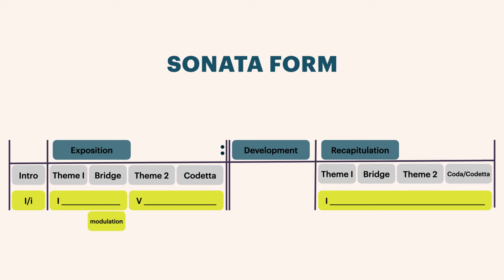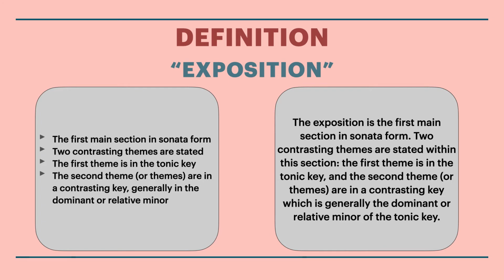So let's shift focus a bit to exposition. The exposition is the first main section in sonata form. Two contrasting themes are stated within this section. We first get the first theme, which is going to be in the tonic key, and the second theme or themes are in a contrasting key, which is generally the dominant or relative minor of the tonic key. They have this line in the RCM material, the second theme or themes. Realistically, it's going to be two themes. You're going to have one theme in the tonic key, and a second theme in a contrasting key. That's it.